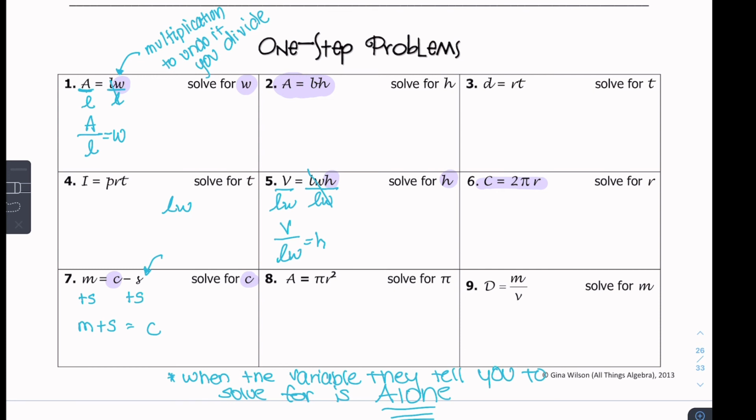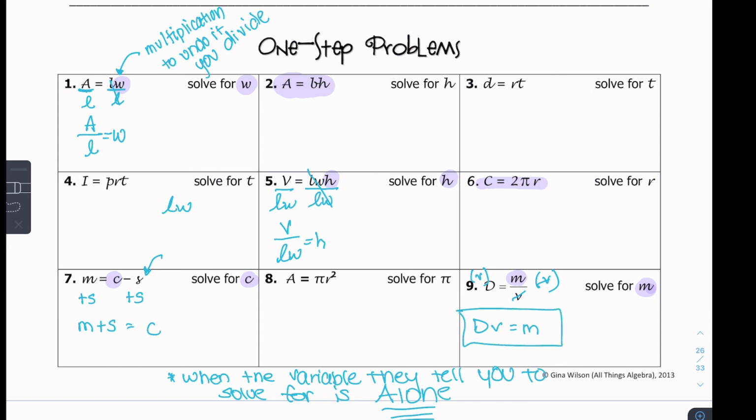Okay. I'm going to do one more with you, and that's number 9. Okay, so this is a different one. Take a look, I'm solving for M. Solving for M, meaning I'm going to multiply both sides by V. Okay, so that these will cancel. All that's left here is M, and then I have dV, and that is okay.